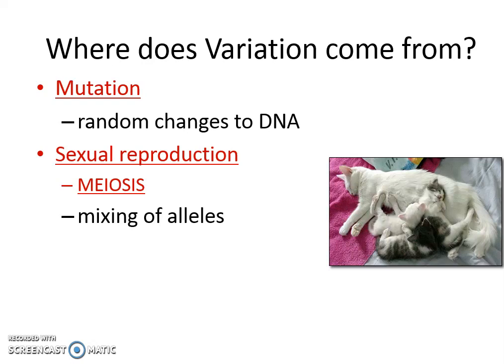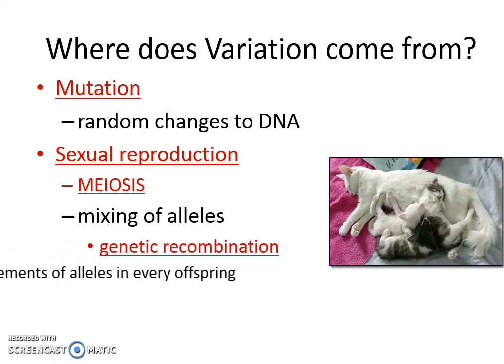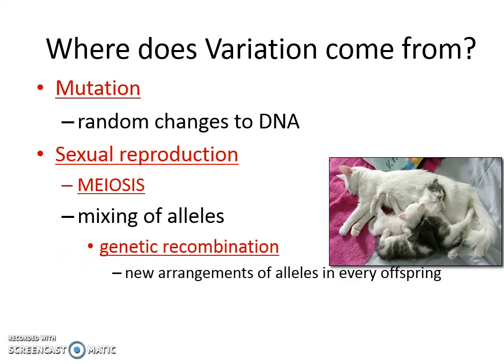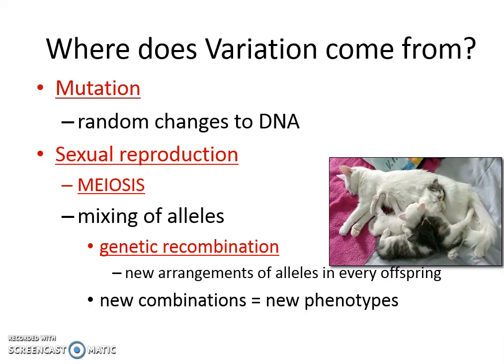Sexual reproduction also contributes highly to variation. So meiosis, this mixing of alleles, genetic recombination. And so you have lots of offspring with lots of different combinations of alleles and traits. Those new combinations give you new phenotypes, and those phenotypes are what make natural selection possible. If everyone was a clone and the environment changed, you could wipe out the entire population.